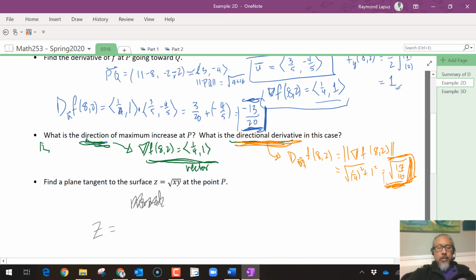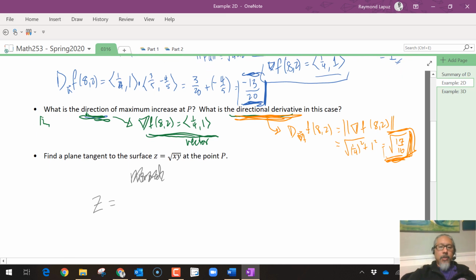It's going to be z is equal to, so what are the components here? We need f of (a, b), or f of (x naught, y naught), or let's just put (8, 2) as it pertains to this problem, plus fx evaluated at (8, 2), that's 1/4 by the way, times x minus x naught, and x naught is equal to 8, plus fy evaluated at (8, 2), which is 1 we found, times y minus 2.